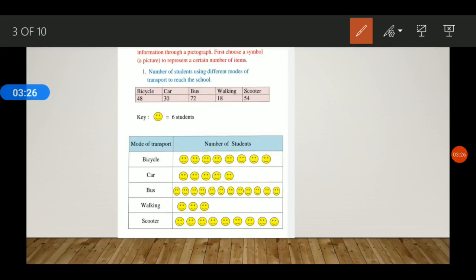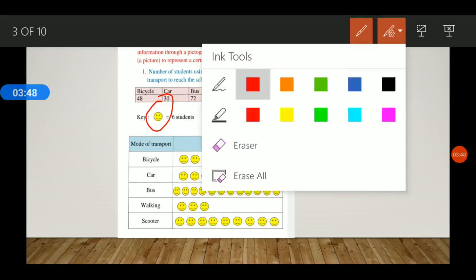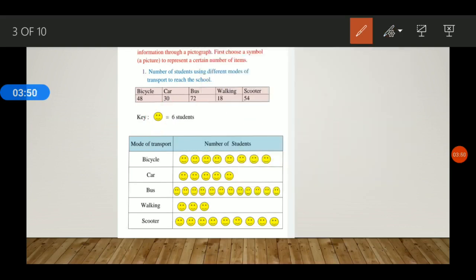So I hope you understood how to draw a pictograph. You can take any picture in the place of this smiley. You can take any shape. You can take a triangle or another thing, but the picture should be the same in all the labels.